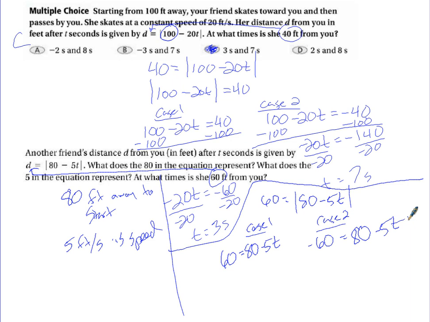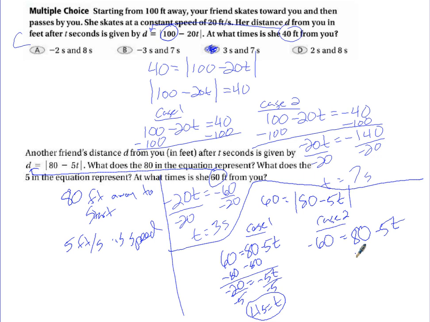So in case 1, subtract 80 from both sides, and we get negative 20 equals negative 5t. So then we divide by negative 5, and we get a positive 4 equals t. Positive 4 what? Seconds. So 4 seconds into this problem. You can't have a negative time. That's like going back in time, and we can't do that.